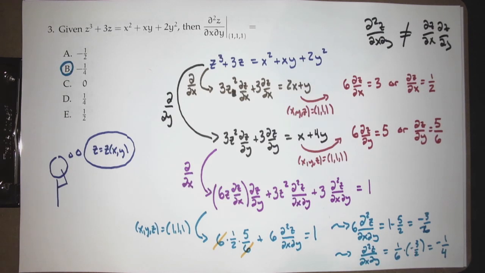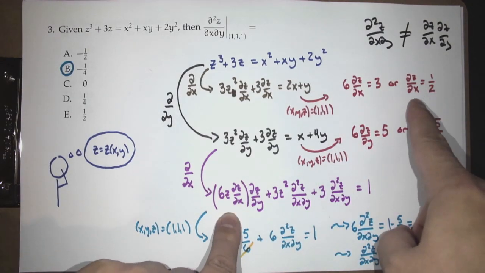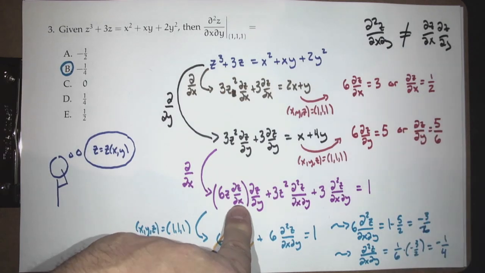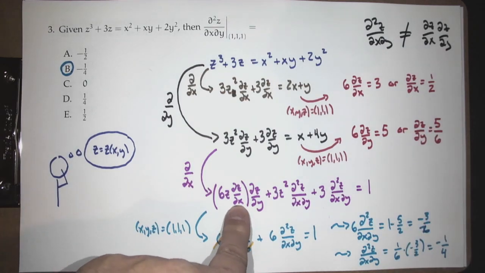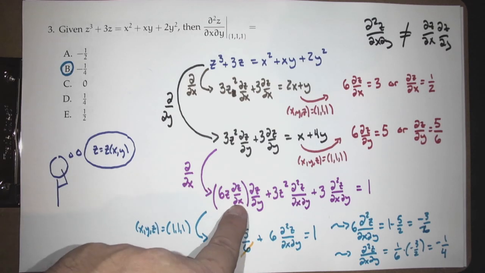Anything else? Yes? You have two values for both partial z partial x and partial z partial y. How do you know which one you're using? What do you mean, how do I know which one I'm using? So this is where notation comes in. So you can't write z prime, unfortunately. This is why you can't just say z prime. No, because it's like, well, but what kind of derivative of z?